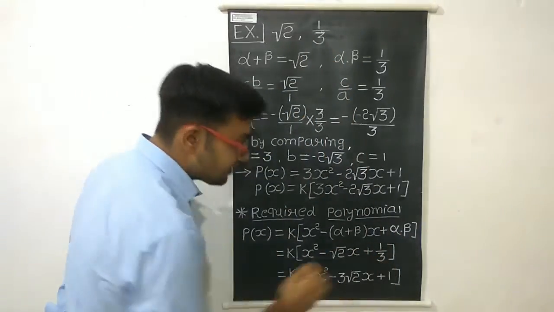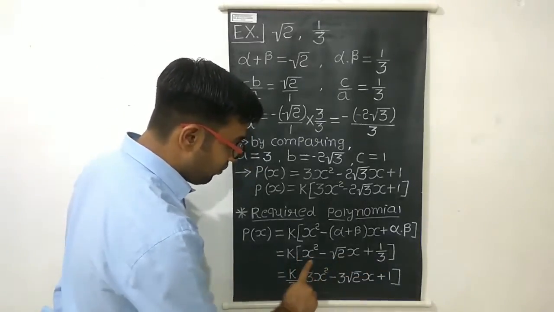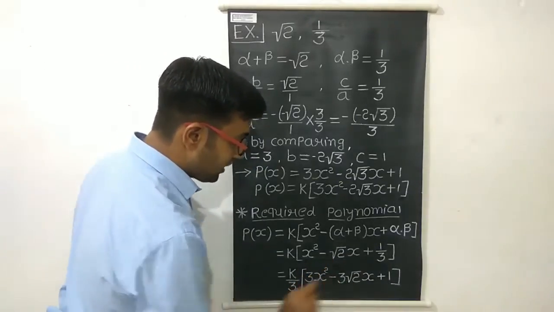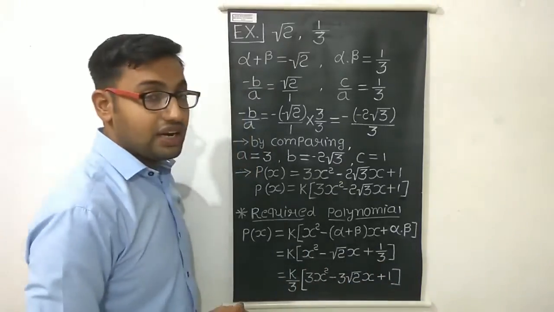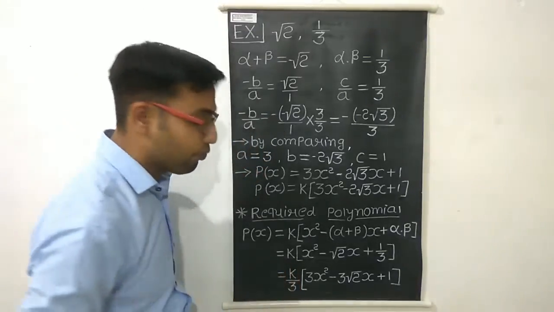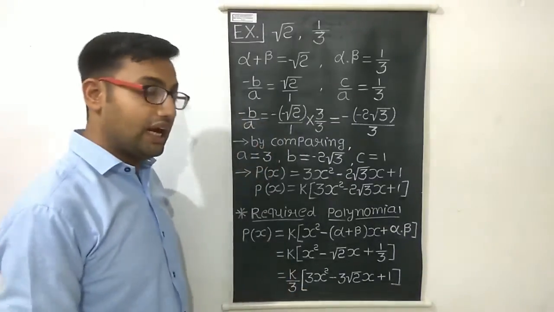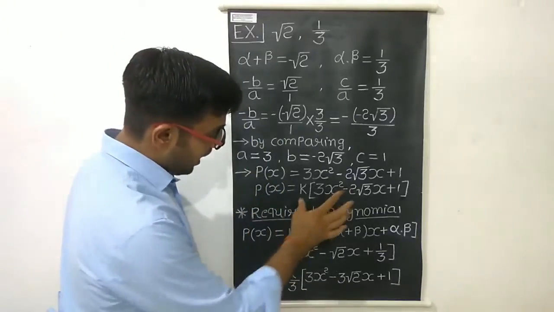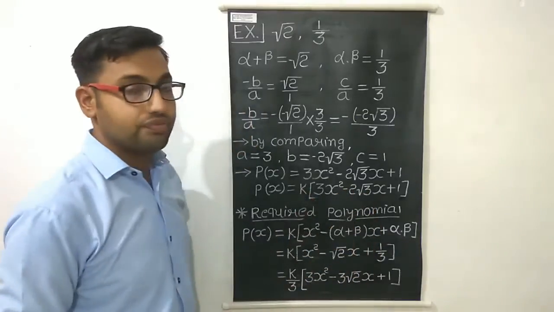Now by taking 3 as the LCM, what will we get? Here we have to multiply both terms with 3. So this term becomes 3x square, this becomes minus 3 root 2 x, and here 1 will remain as it is. In the denominator we will get 3, and by taking this 3 outside, we get k upon 3. So this is the required polynomial. What is k upon 3? Again, k upon 3 is just another real number. So you can see that both these polynomials are equal.